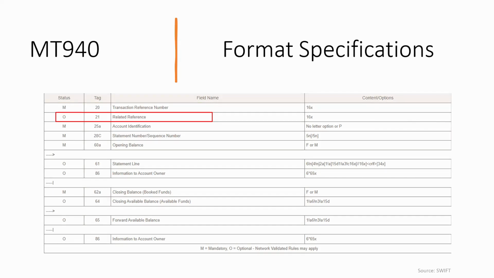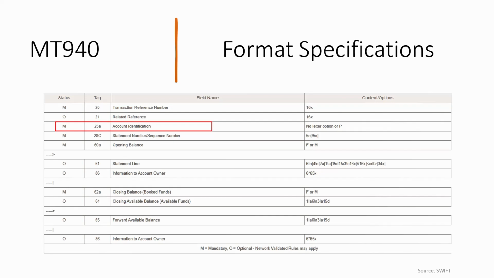Tag 21 contains the related reference. That means if a particular statement is sent by the bank to the account holder in response to any other previous statement, then the reference of that previous statement should be mentioned in tag 21. Then we will be able to identify the predecessor statement for this statement.